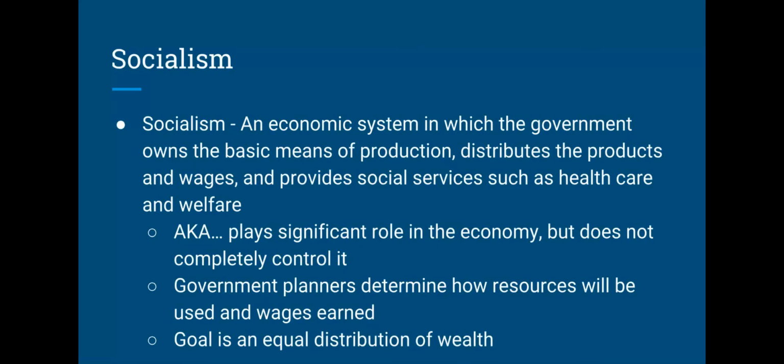Now we're going to switch gears and talk about the different economic systems and which government they're associated with. The first one we're going to talk about is socialism. It's where the government controls the basic means of production. They distribute products and wages, and they provide social services such as healthcare and welfare. In a socialist economy, you are still going to have private businesses, but they're only going to be small businesses controlled by individuals. So maybe Johnny's surf shop is controlled by Johnny, but the government is going to control the heavy industry and the main factors within the economy.